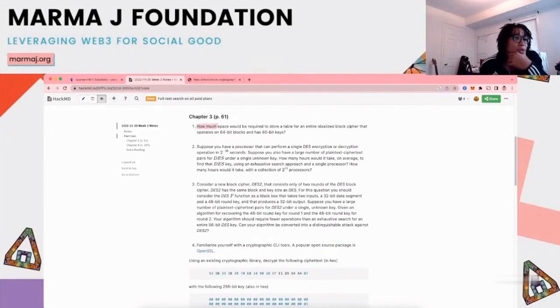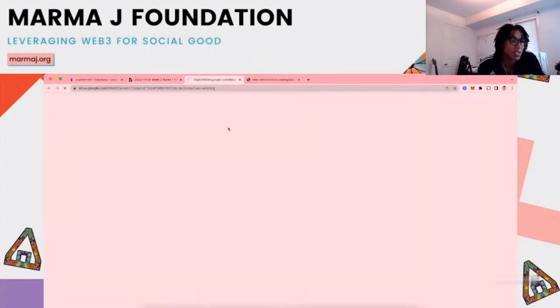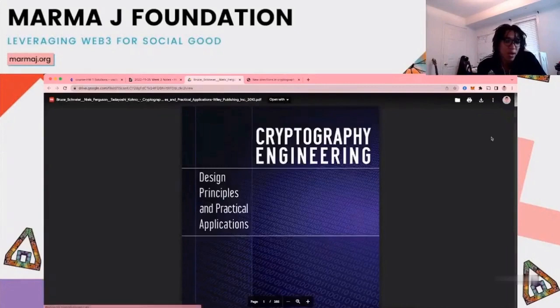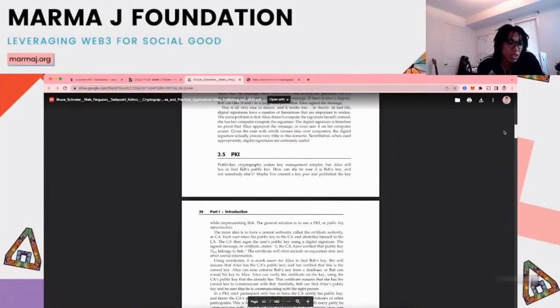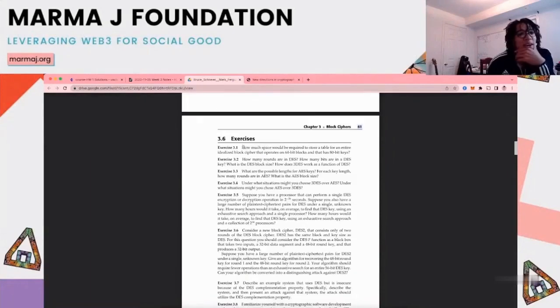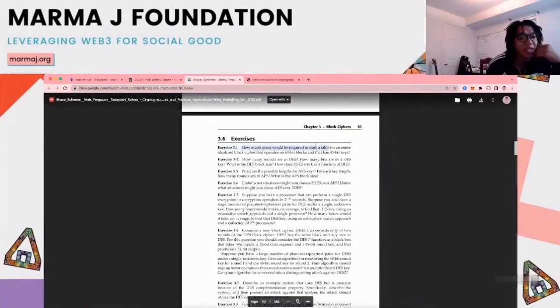So, for example, how much space would be required to store a table for an entire idealized block cipher that operates on 64-bit blocks and has 80-bit keys? So again, these questions are quite complicated. They can be kind of hard to get started. Obviously, this has to do with chapter 3 in the textbook. And so again, if you went to the text and scrolled to page 61, you would start seeing these questions. So yeah, how much space would be required for all this to happen?